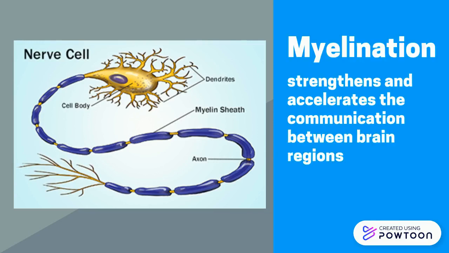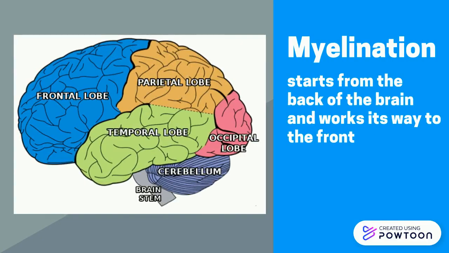Myelination strengthens and accelerates the communication between brain regions, increases with practice, and underlies a person's basic learning abilities. The myelination process starts from the back of the brain and works its way to the front. It increases during adolescence. That means the prefrontal cortex, the area of the brain involved in decision-making, planning, and self-control, is the last to mature.